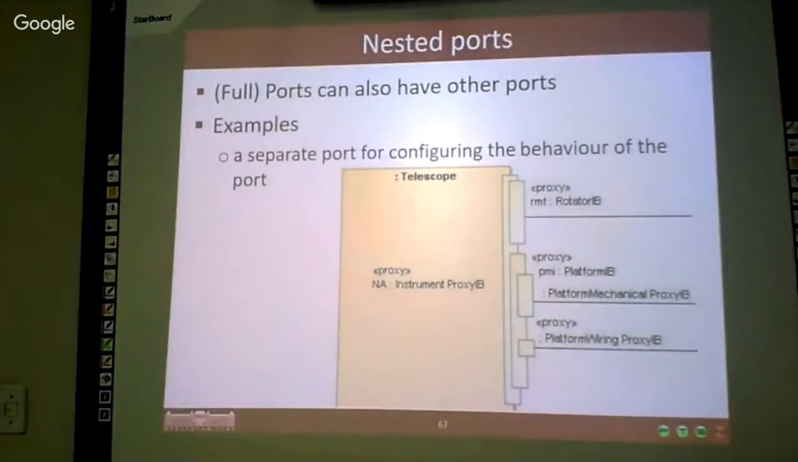And you can also nest the ports. So full ports can have other ports, and they can be composed together to provide, how to say, a very complex port structure. So these were the main building blocks of SysML block diagrams.